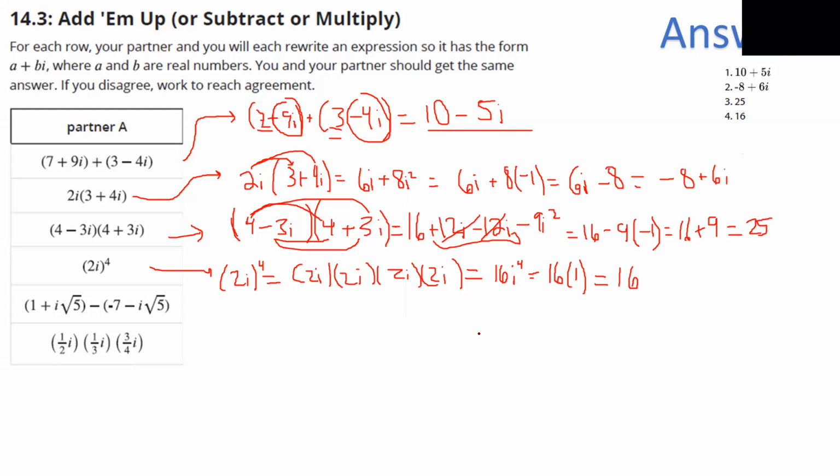Okay? All right, so now the next one looks difficult, but it's really not. All right, so go ahead and try this one on your own. I'll give you a couple of seconds to think about it. All right, so now the next one, this is the subtraction problem.